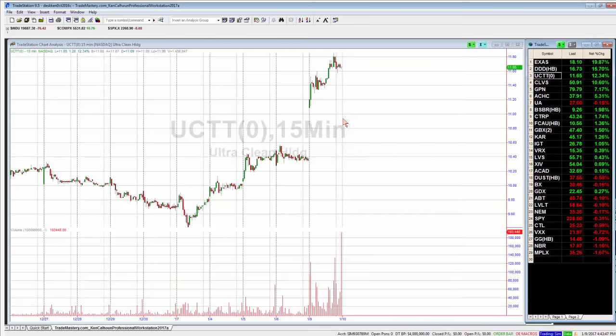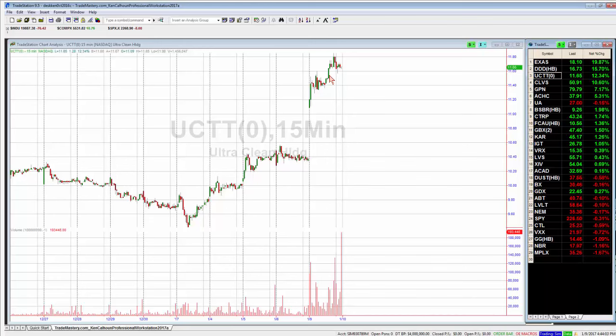Here's another good one, UCTT, Ultra Clean Holdings. UCTT gapped up from 10.40 to 11.25. Another large green candle led to new institutional high volume breakout buying today. This goes on my watch list for a play.